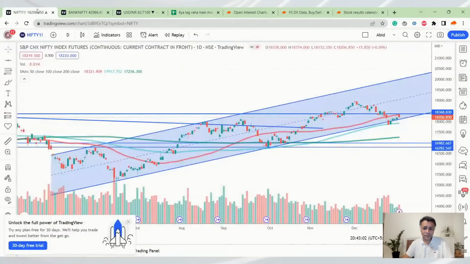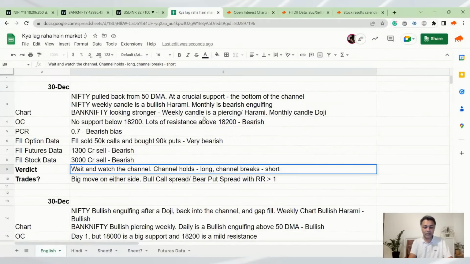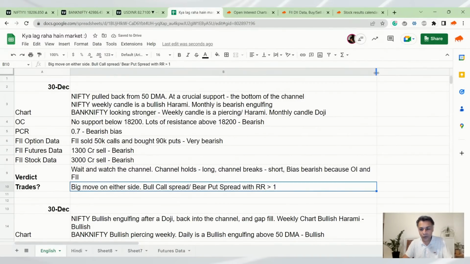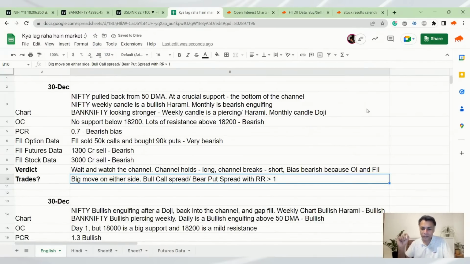So basically, our verdict is still to wait and watch the channel, but the bias is definitely bearish because OI and FII, right? Because OI is negative, FII is negative. The only thing which is even marginally positive is the confusion of the chart. So chart is 50-50. It could even be bearish. FII is clearly bearish. Option chain is bearish. So I suspect this is going to be, I won't take a trade till I'm sure about the bias where it goes, but it looks like we might correct from here if the channel breaks, right?